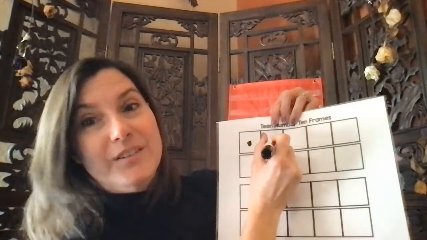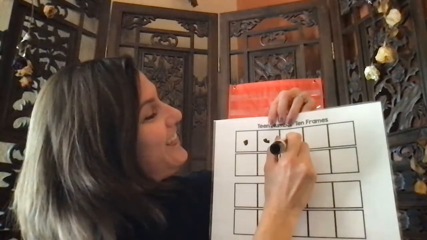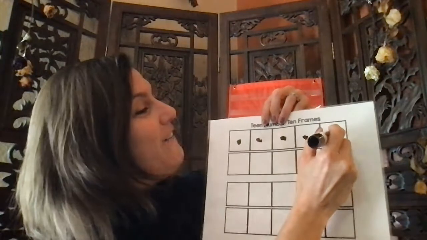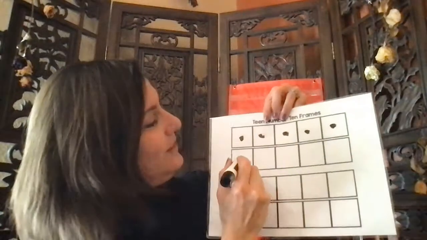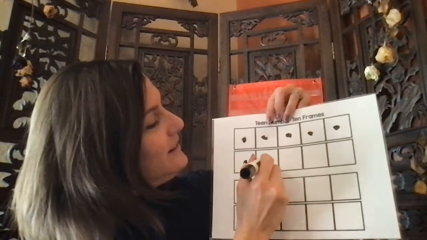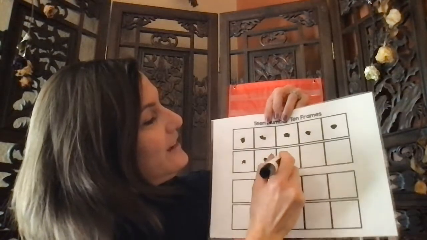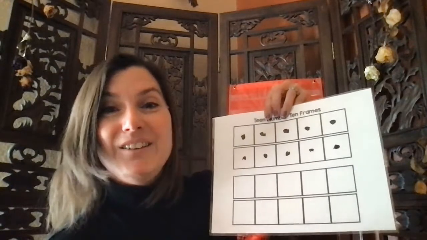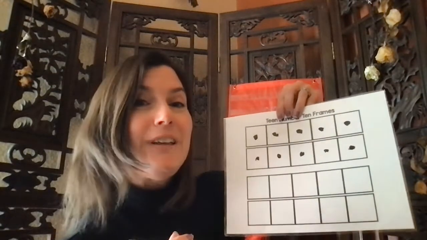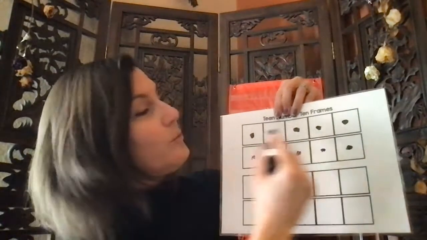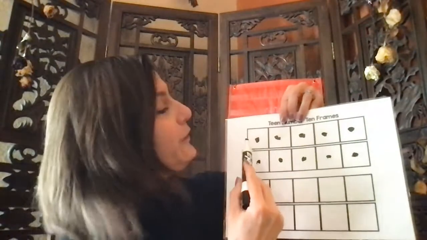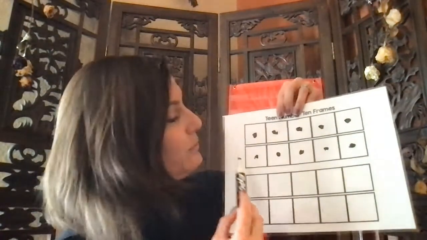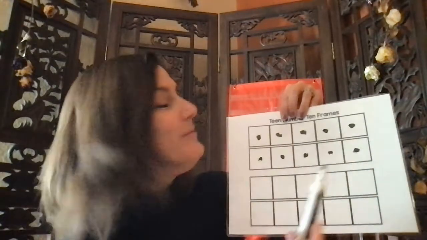1, 2, 3, 4, 5, 6, 7, 8, 9, 10. So just to review, when we are filling a 10 frame, we always start with the top row and we fill it from left to right. Then we move down to the bottom row and we fill it from left to right.